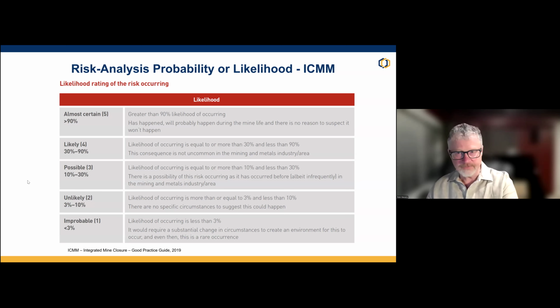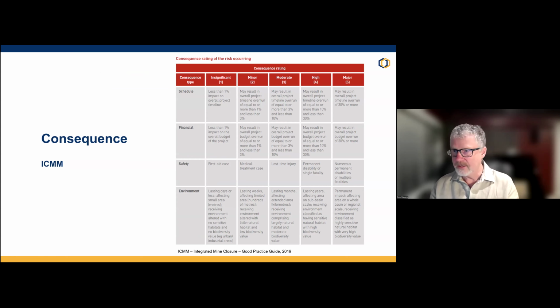And there are many different versions of this with different wording and different guidance to help with the risk assessment. And then here's one for consequence. This was also taken from ICMM. In this case, they're looking at consequence of a number of different factors: the consequence to schedule, financial, important for industry, safety, environment, that sort of thing. So let's just take safety. Insignificant in that case means it's a first aid case. If we get to moderate, there's a lost time injury. If we get to high, there's a permanent disability or single fatality. And if we get to major, numerous permanent disabilities or multiple fatalities. So again, you can see how it ramps up and gives you some guidance on how to place the consequence on the matrix.